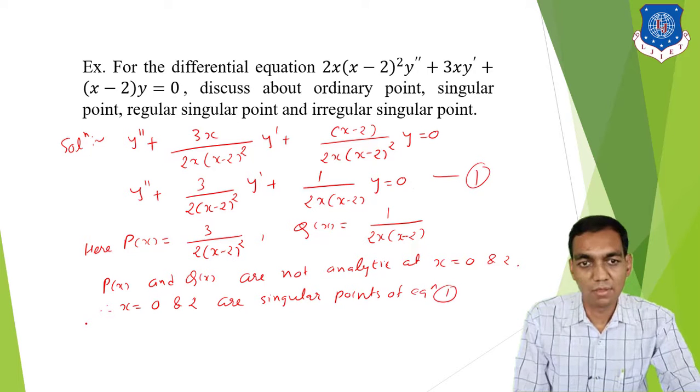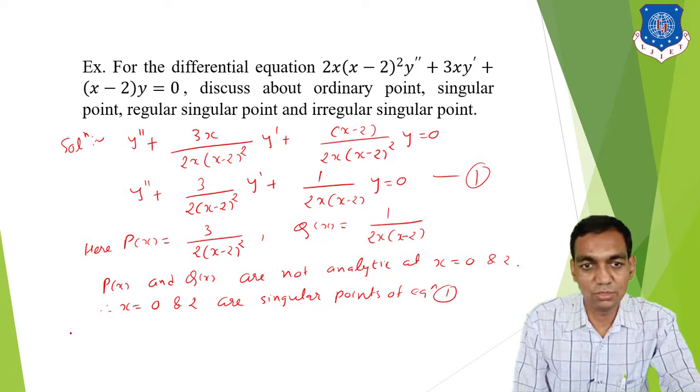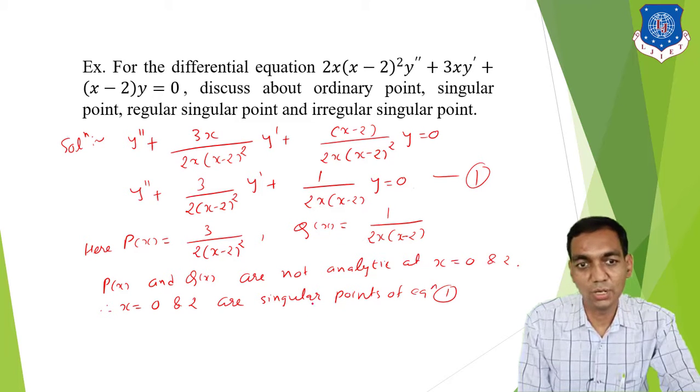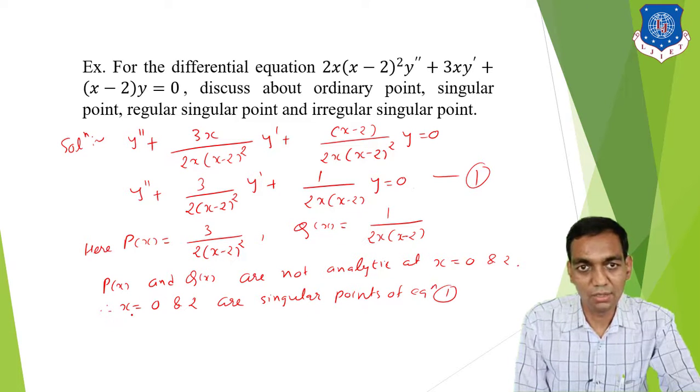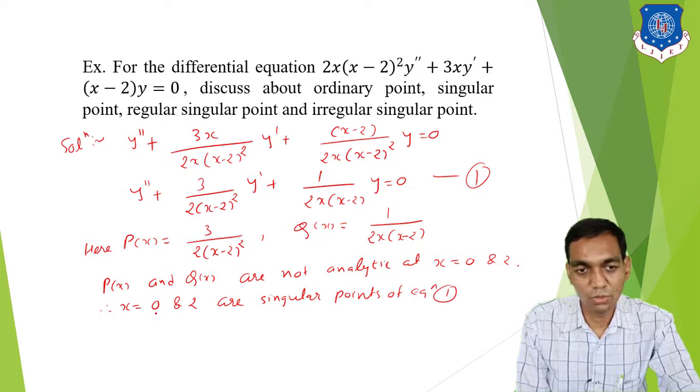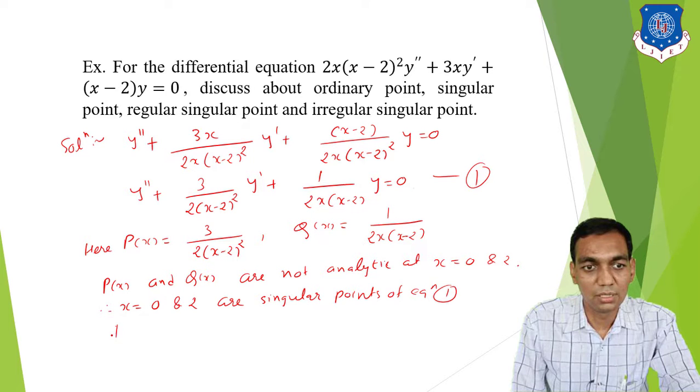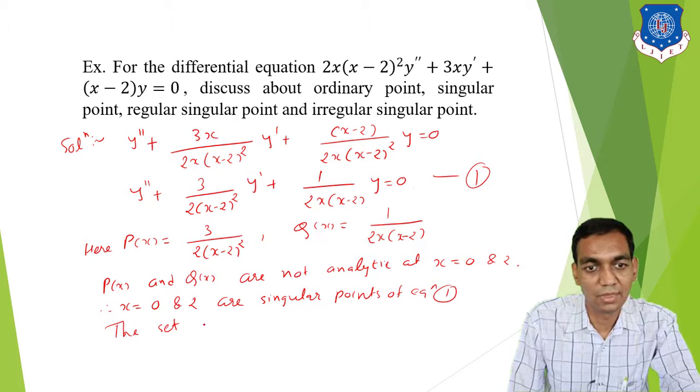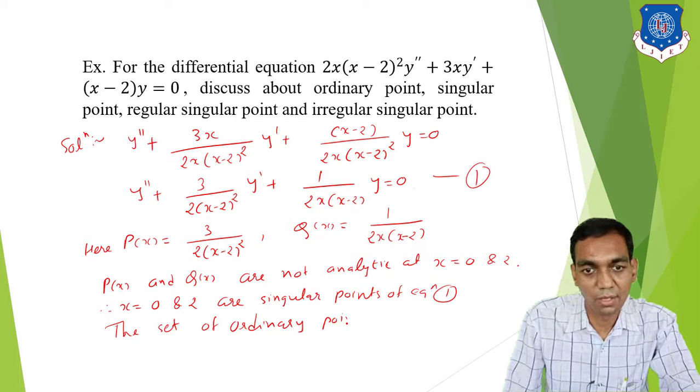of equation 1. Now x is equal to 0 and 2 are singular points, so all the points other than 0 and 2, that means if you are taking 1 or 1.5 or minus 1, then they all are going to be ordinary. All the points other than 0 and 2. So the set of ordinary points is R minus {0, 2}.